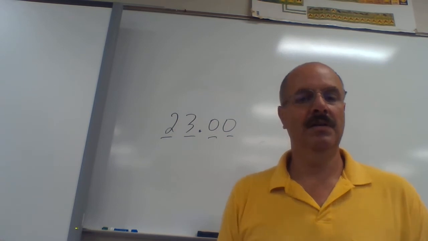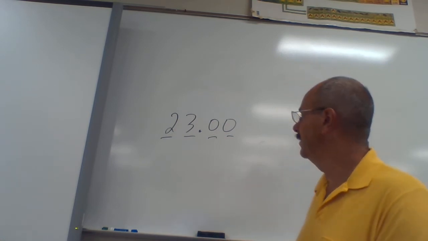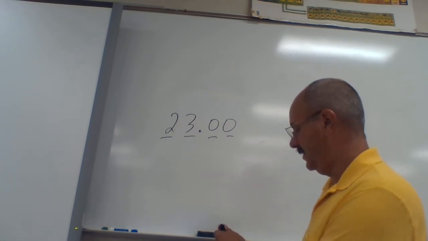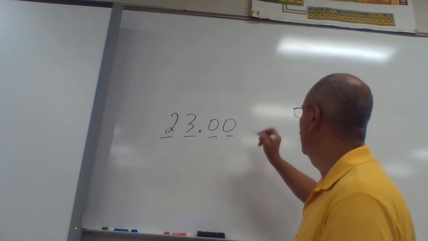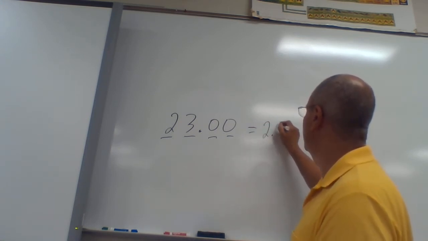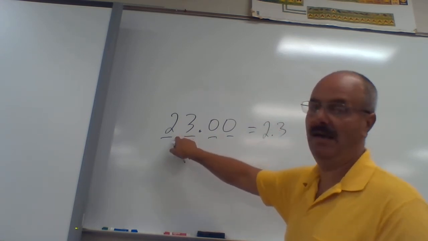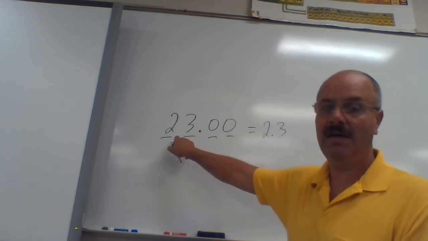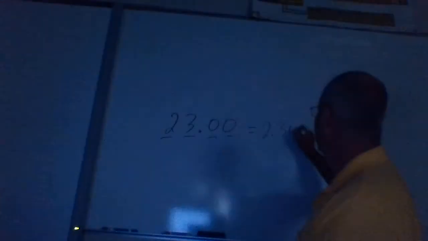Again, what you can do is rewrite it in scientific notation. If I rewrote this one in scientific notation, I would rewrite it as 2.3. I have to get this decimal so I have one non-zero digit in front of the decimal. Then I go 0, 0.